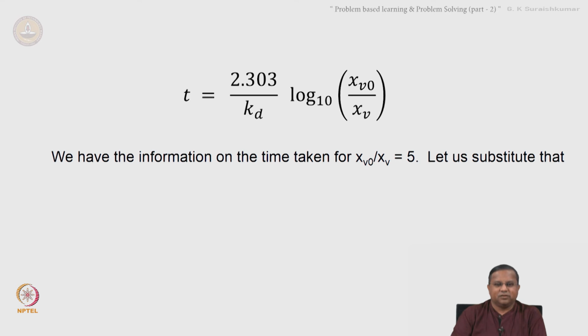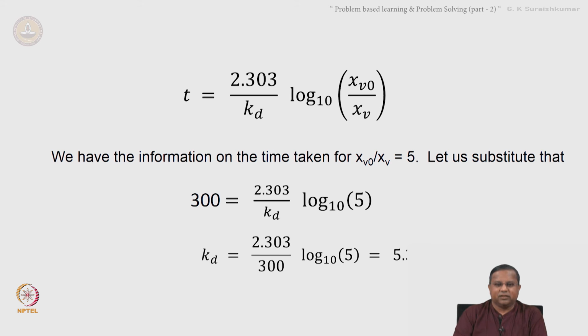This is the equation. We have information on the time taken for a 5-fold reduction in viable cell concentration. That is the data that is already given in the problem. Therefore, let us substitute x v naught by x equals 5 in that equation. It takes 5 minutes, or 5 into 60, 300 seconds. We would like to work with seconds here, and therefore, 300 seconds is 2.303 by k d log 5 to the base 10. K d is the only variable there, and that is nothing but 5.37 into 10 power minus 3 second inverse.